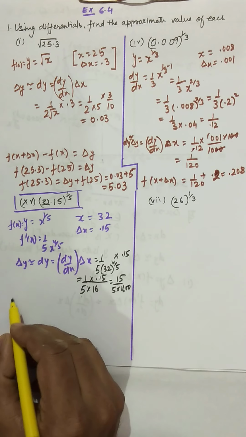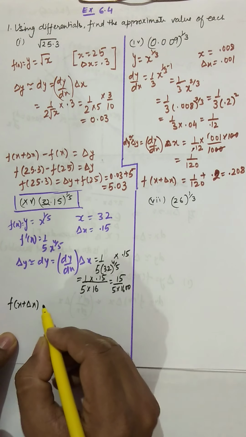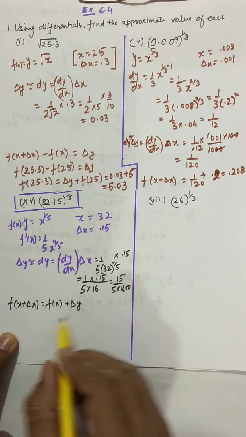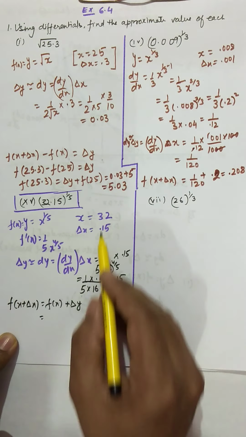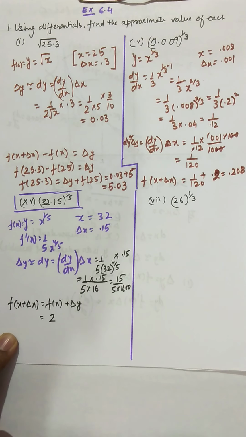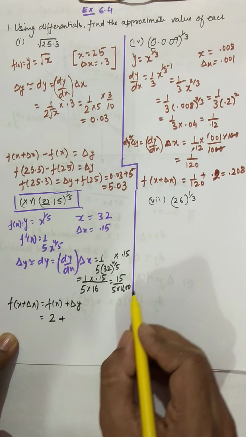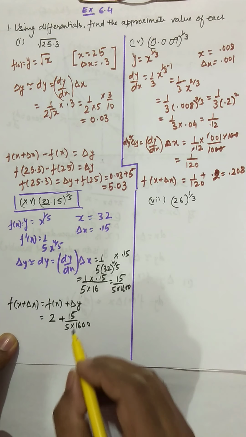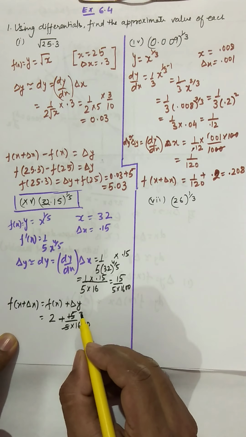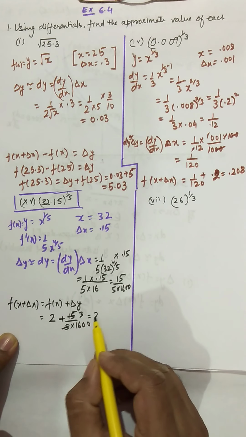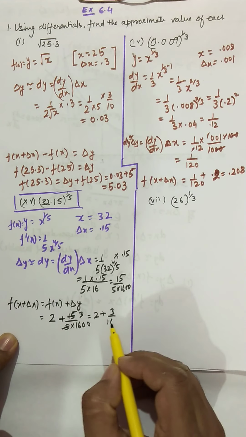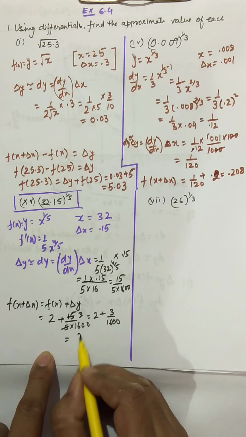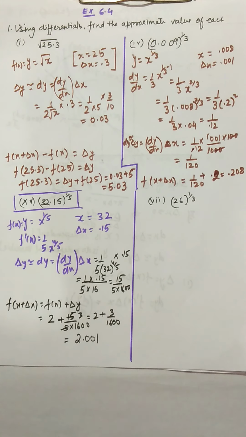Now your f(x plus delta x) is f(x) plus delta y. So f(x), you take x as 32, so it's going to be 2, and delta y you put this delta y value, this is 15 upon 5 into 1600. You can simplify in any of the ways. This is 3 upon 1600, and now it can be written as 2 plus 3 upon 1600. So we'll calculate the value. This value is going to be 2.001. So we have found this.